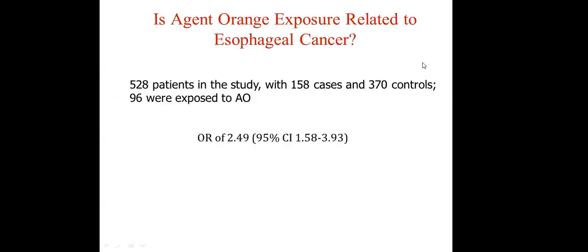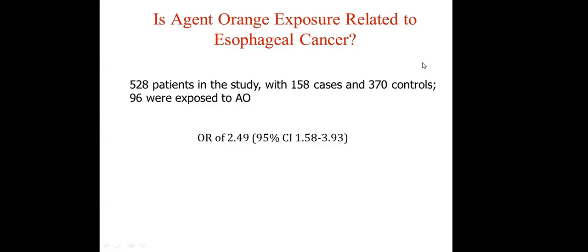And finally, one that I worked on that was rejected from the journals for other reasons. There were 528 patients from the VA who were selected because they had esophageal cancer. They were the cases, it's a case control study. And there were 370 controls who were people with esophageal disease, something called Barrett's esophagus, which is thought to be pre-malignant.